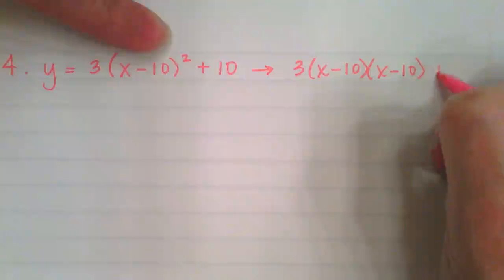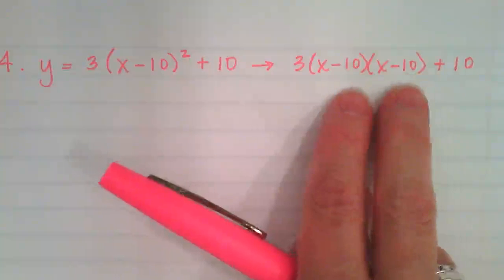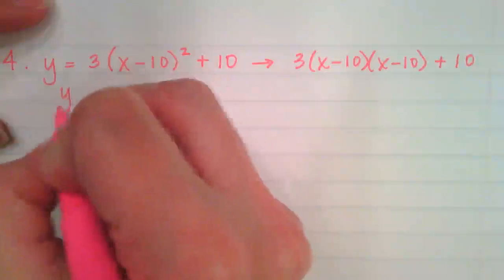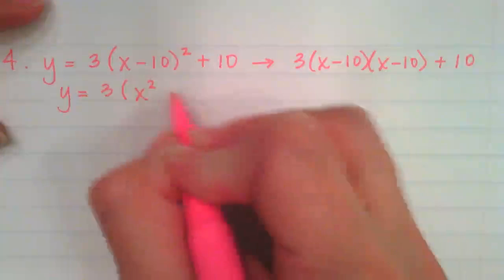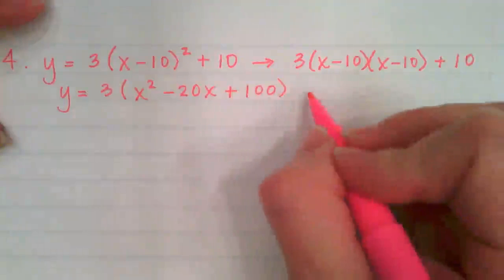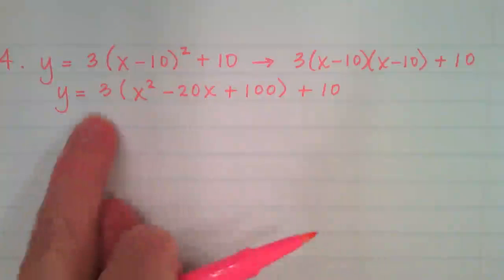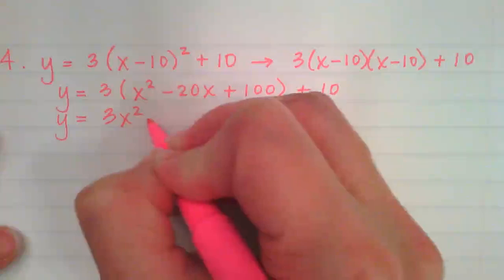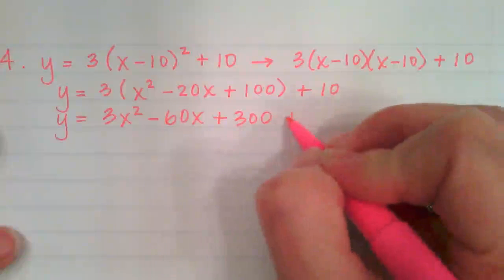times x minus 10, and then plus 10. So keep in mind that this means I need to multiply those two binomials together. When I multiply the two binomials together, I get x squared minus 20x plus 100, and then plus 10. Next thing I need to do is distribute my GCF. So 3x squared minus 60x plus 300 plus 10.